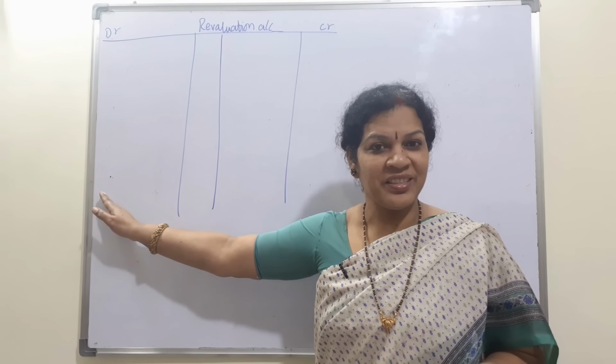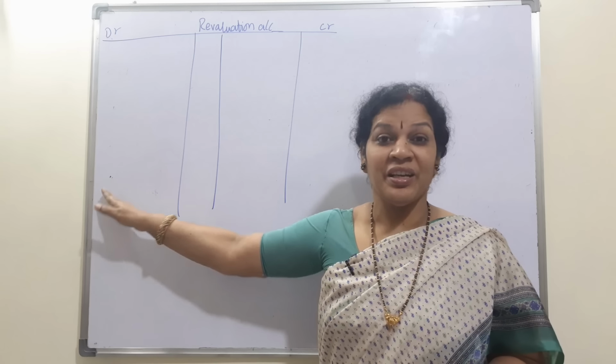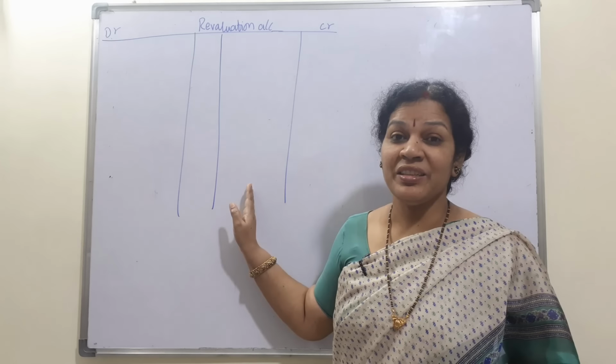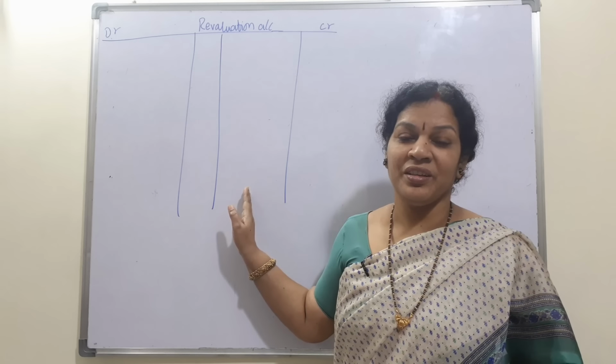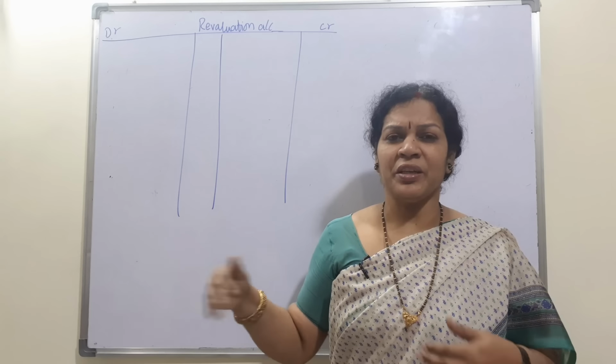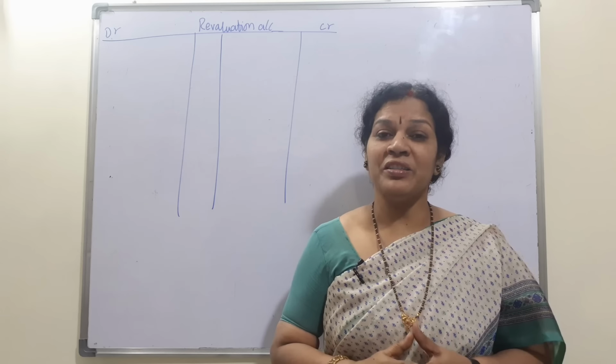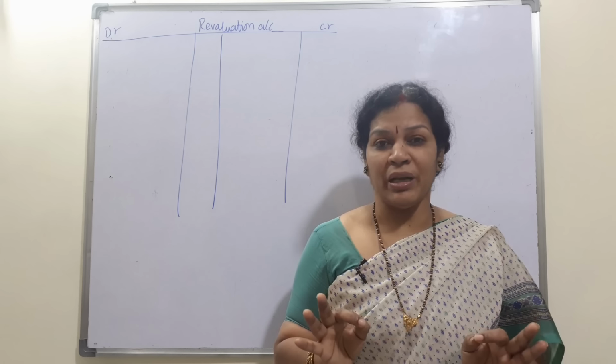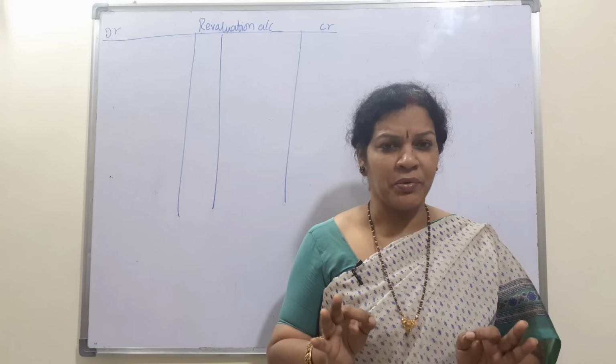Liability value is increasing, loss, debit. Liability value decreasing, then it's a profit. And whatever profits we get will be transferred to the partners' capital accounts. This is a simple revaluation account. We'll see one problem.